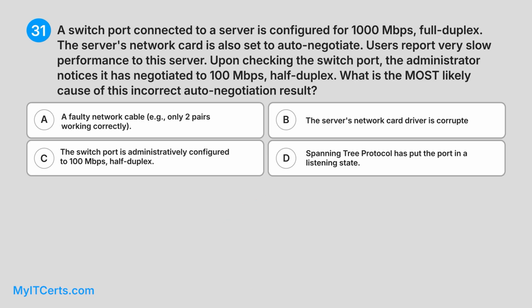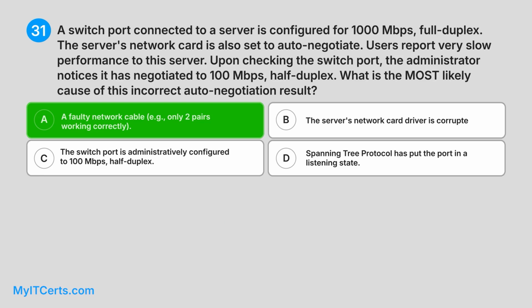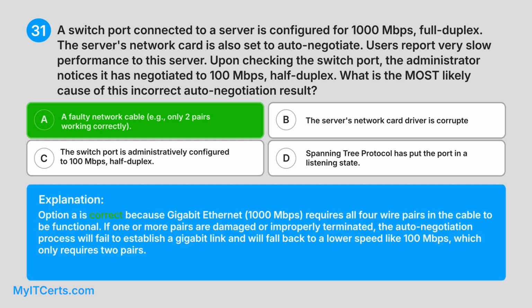Correct answer. A. A faulty network cable, for example, only 2 pairs working correctly. Explanation. Option A is correct because Gigabit Ethernet, 1000 megabits per second, requires all 4 wire pairs in the cable to be functional. If one or more pairs are damaged or improperly terminated, the auto-negotiation process will fail to establish a gigabit link and will fall back to a lower speed like 100 megabits per second, which only requires 2 pairs.